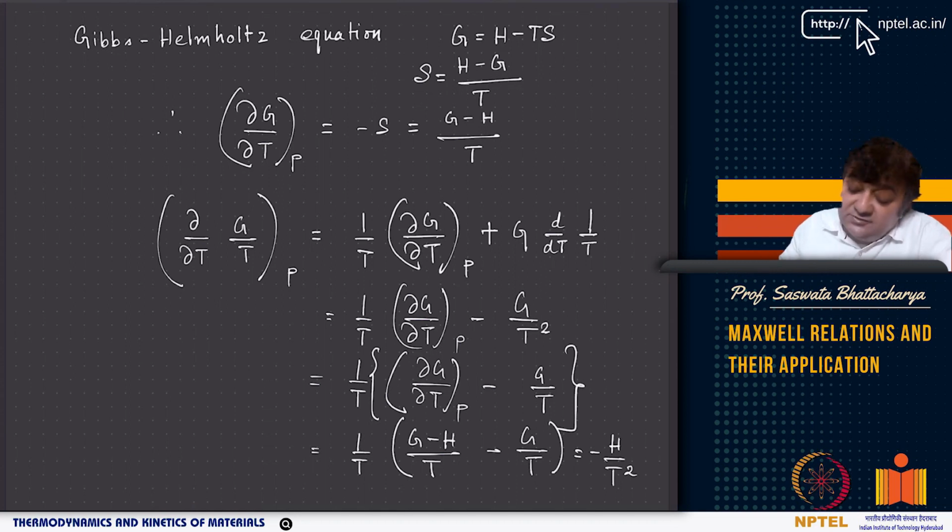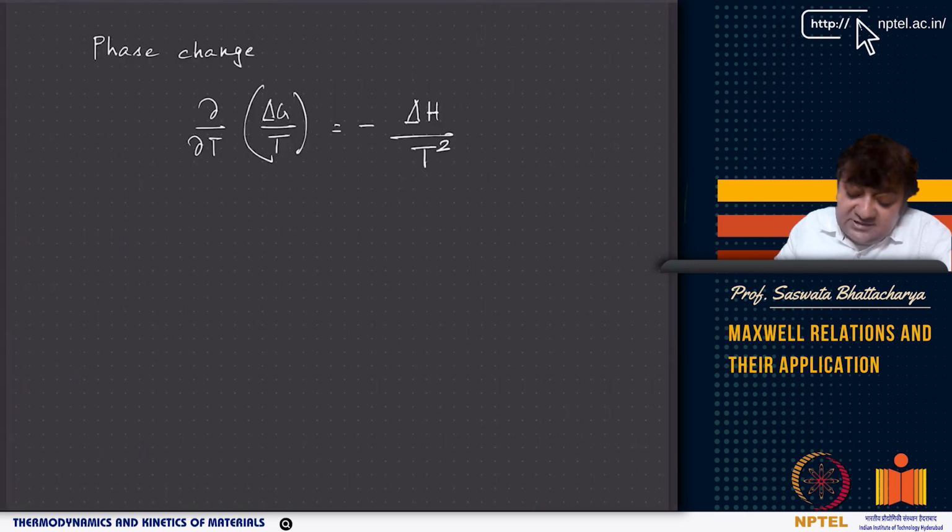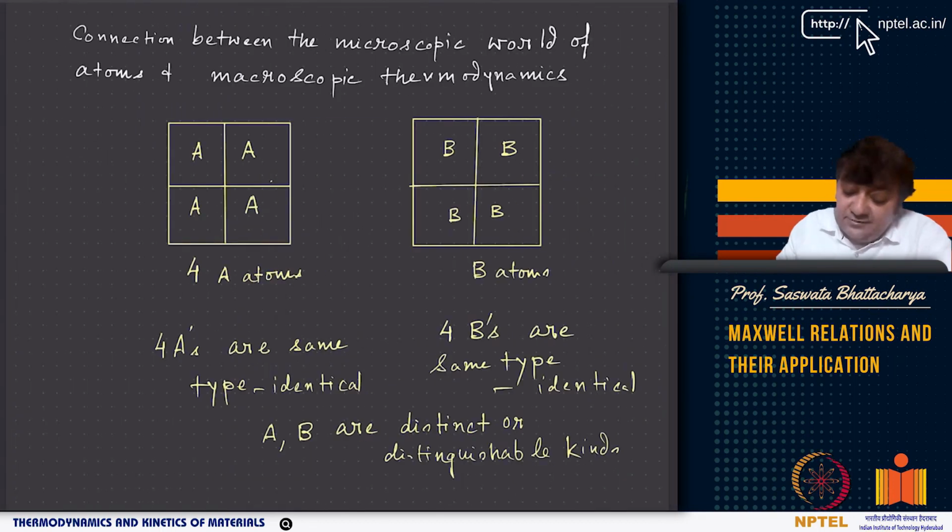You will see that this becomes a very, very useful relation, particularly when we have phase change problems. We will deal with phase change problems in the next week of lecture, and you will see that for phase change, this type of relation becomes very useful. Del T of (delta G by T) is equal to minus delta H by T squared, if I know the delta H.